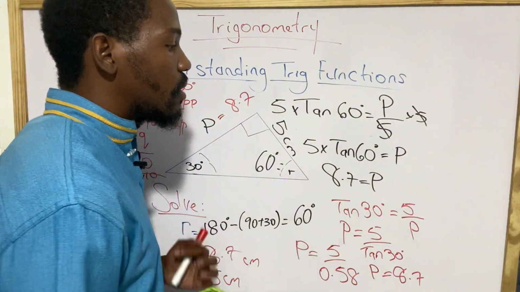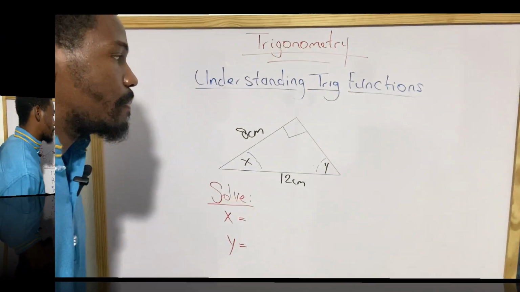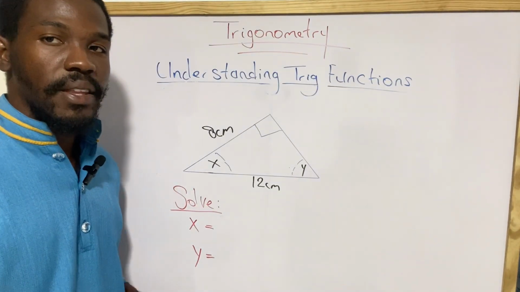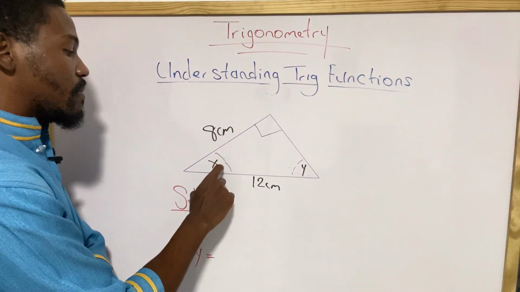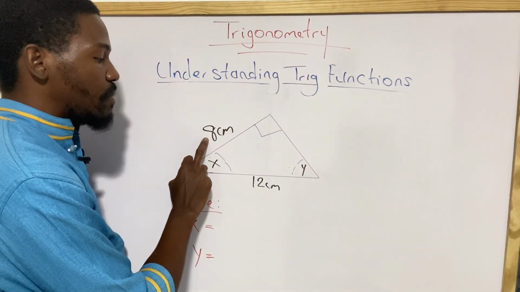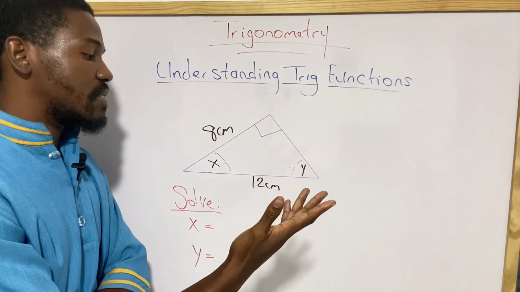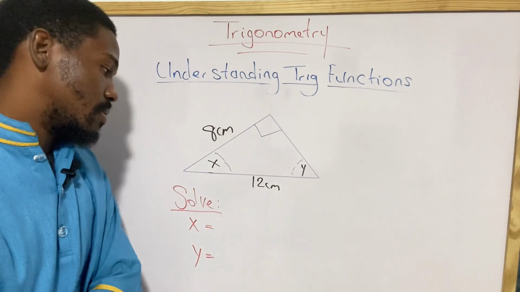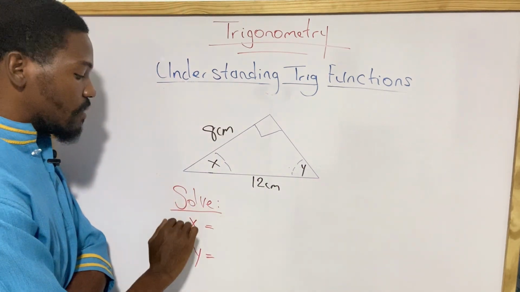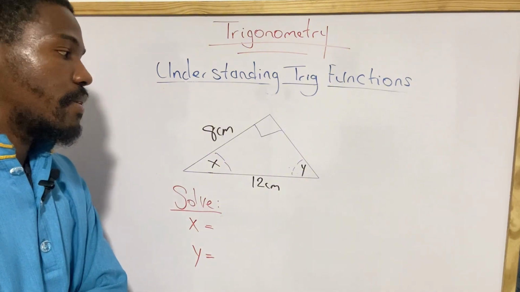Now let us actually look at when we use SOH CAH TOA to find an angle. All right, so let us look at this example. We have angle X, we also have angle Y. We have one side being 8 centimeters, and this side, which seems to be the longest side, is 12 centimeters, right? So solve angle X and Y. So X and Y are angles, right?